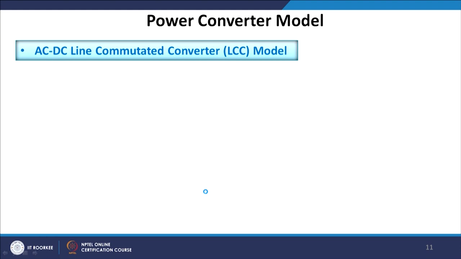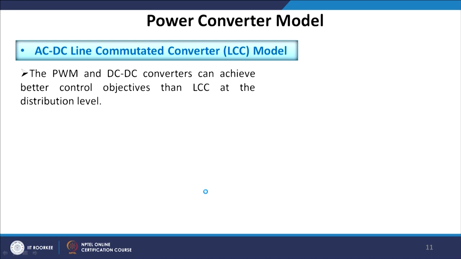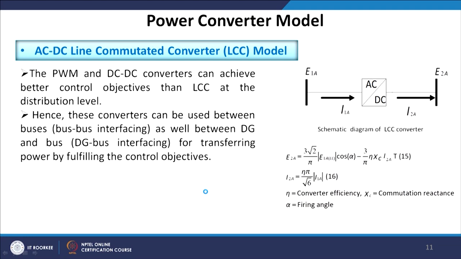Now, there is one more important converter known as the AC-DC line commutated converter, that is the LCC model. The PWM and DC-DC converters can achieve better control objectives than LCC at the distribution level. Hence, these converters can be used between the buses as well as between DG and bus for transferring power while fulfilling the control objectives. But LCCs are not so precise. In a scenario where major control objectives are not highly expected, LCC can be used for bus-to-bus interfacing, but not for DG-bus interfacing. So if you are connecting between bus and bus, you can place LCC, but if it is between DG and bus, it should not be LCC. That is what is being recommended.